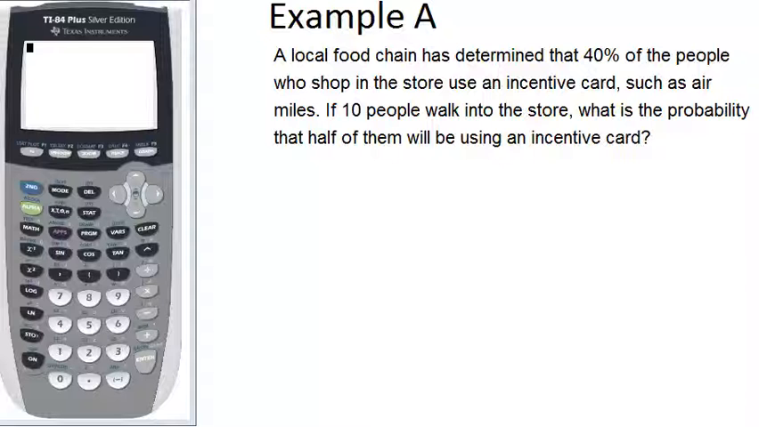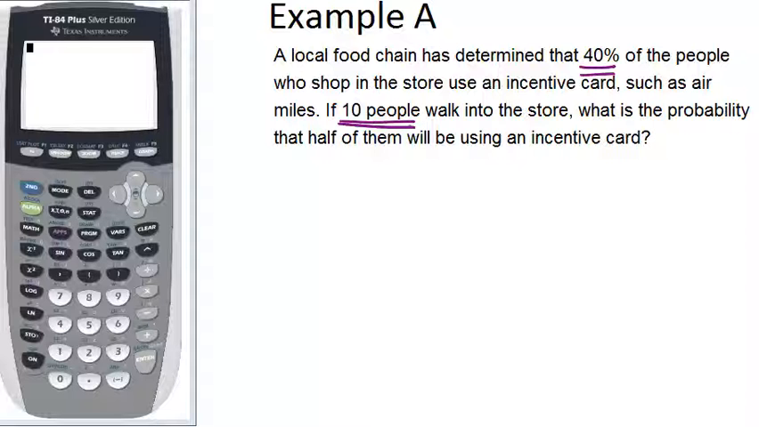So this is a binomial situation because for every person coming in, they will either use the incentive card, that would be a success, or not use the incentive card, which would be the failure. There's two options, use the card or don't use the card. And we know that 40% of people use the card. So the probability of success is 40% or 0.4. And we know that we basically have 10 trials because 10 people are walking into the store.